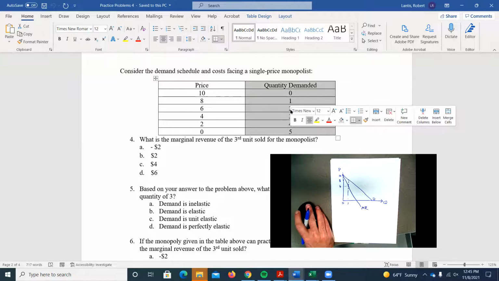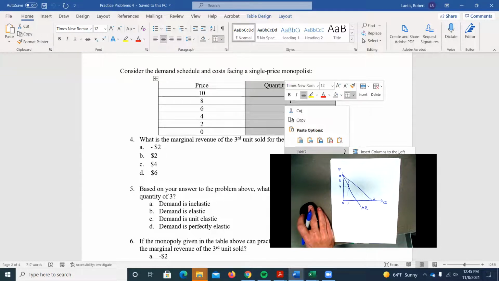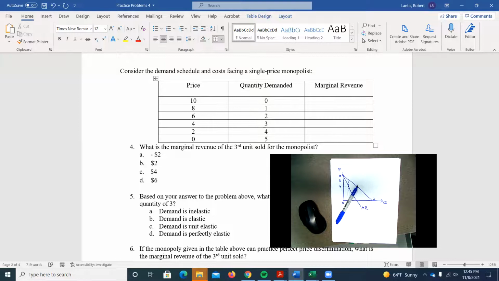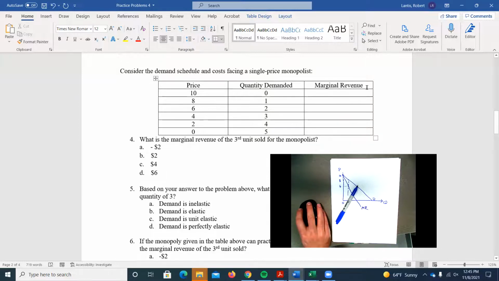So I'm going to add a little column here, but if you were doing this on the exam, you could write it right next to it. I'll do it to the right here. So if I'm thinking about finding my marginal revenue here, for the first one, if I'm selling 0 units, my revenue is 0. We usually don't put a 0 in there. We say there's no marginal revenue for that 0 quantity.